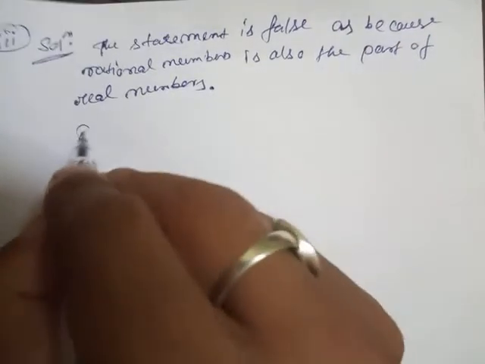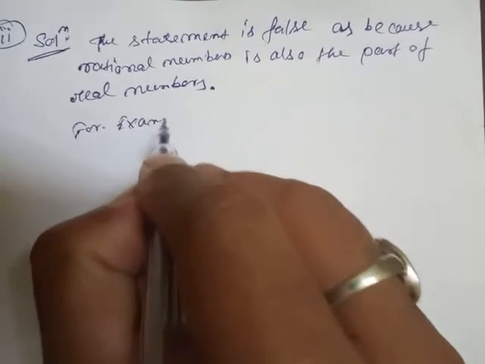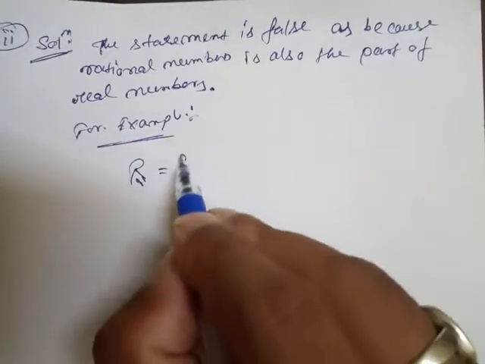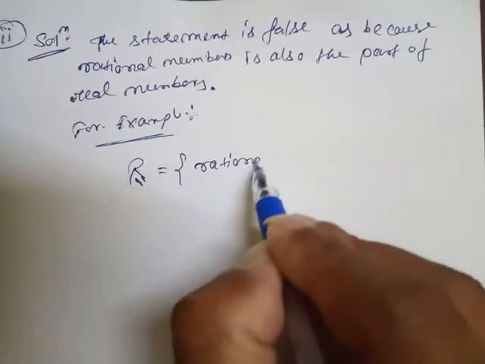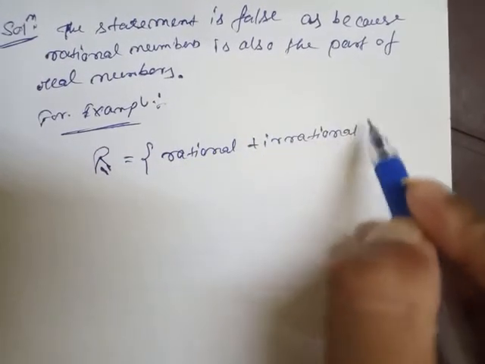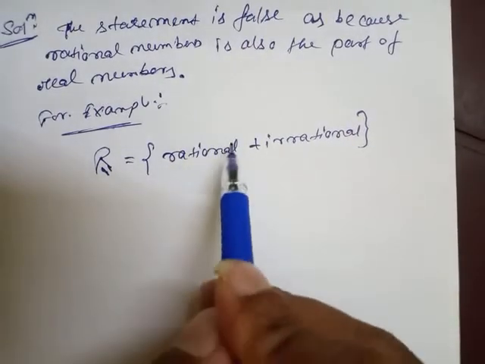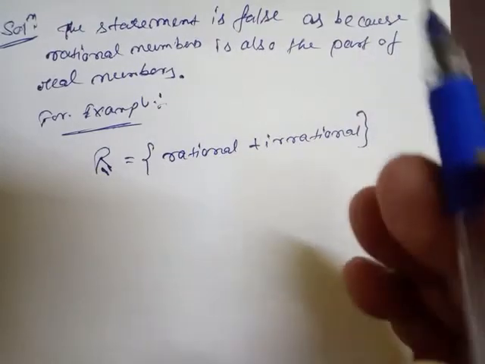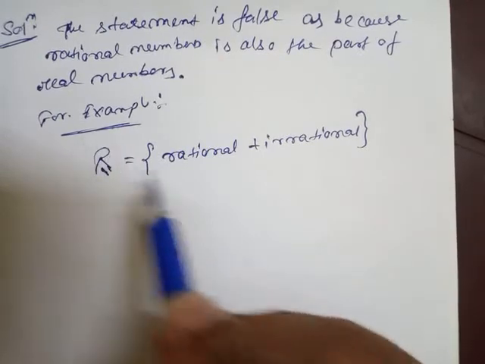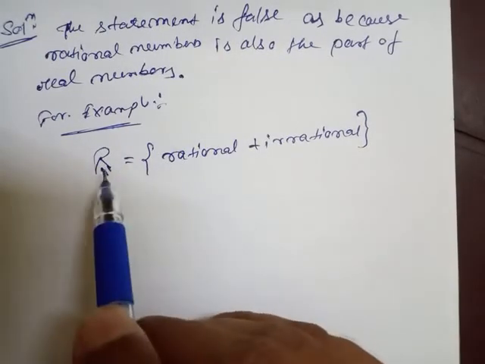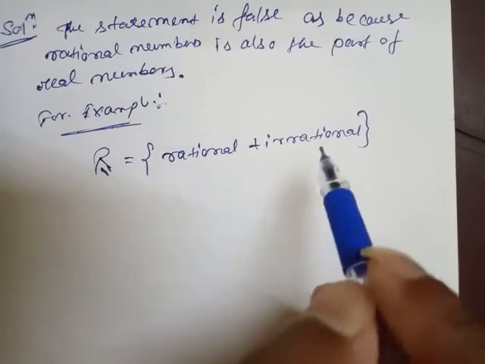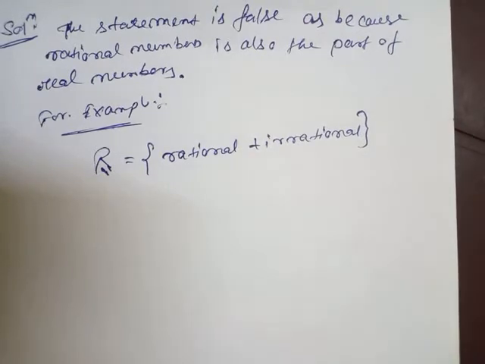Now, for example, the real numbers, the symbol is R here, equals rational plus irrational. Now look here, students, if I say that every rational number is a real number, correct. If I say that every irrational number is a real number, also correct. But if I say every real number is rational, incorrect, because the real number set is the collection of rational and irrational numbers. So this statement is false.